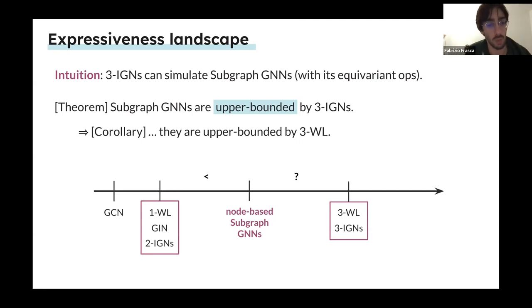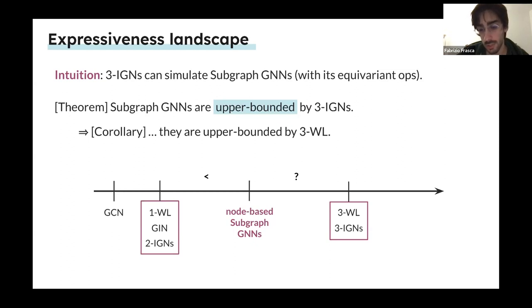So whenever you have a node-based policy and the encoders that have been proposed in this whole set of concurrent approaches, you know that you will never go beyond 3WL in terms of distinguishing non-isomorphic graphs. And so we place node-based subgraph GNNs in between 1WL and 3WL, or also, if you wish, between GIN and 3-IGNs.